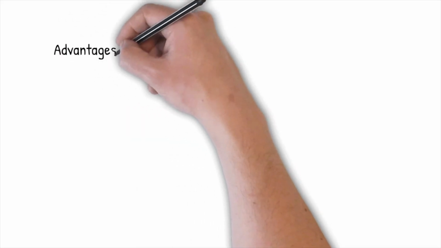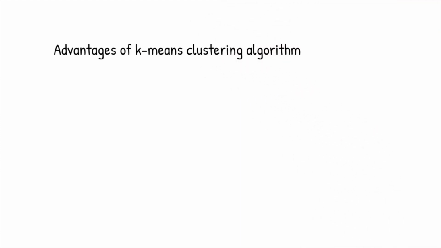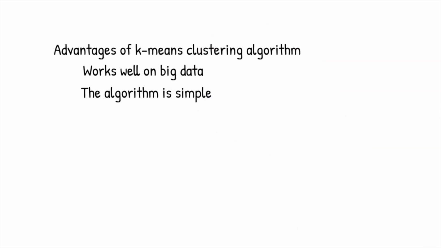Let us talk about some advantages of k-means clustering algorithm. The algorithm works well on big data. The algorithm scales well with large data sets. Its quick convergence tendency has made the algorithm quite popular in many disciplines. Implementation of the k-means clustering algorithm is simple. Most popular data science programming tools such as Python, MATLAB, and R already have packages for k-means clustering algorithm, of course, along with many other algorithms.